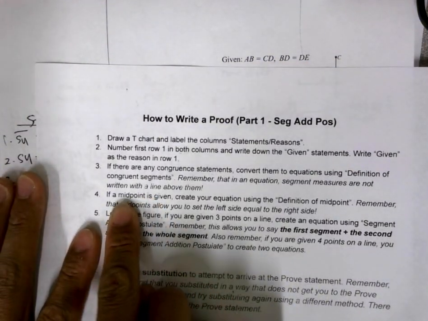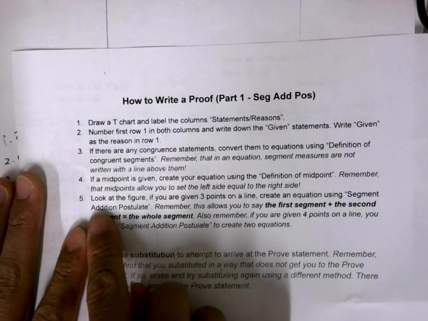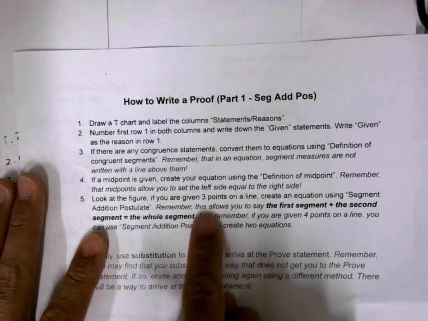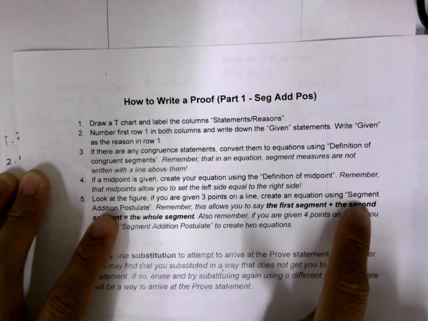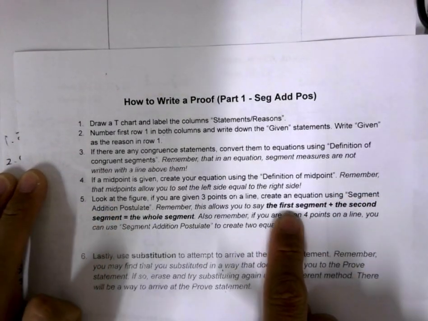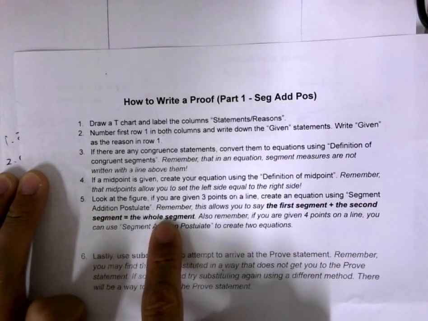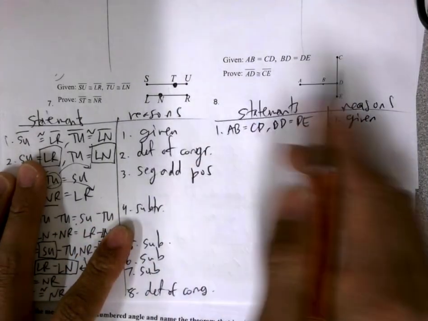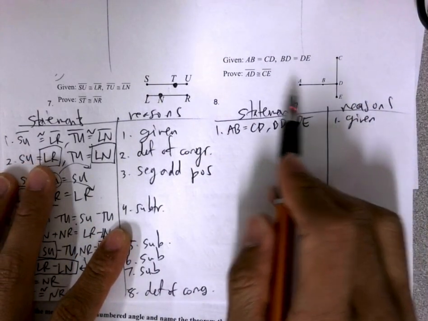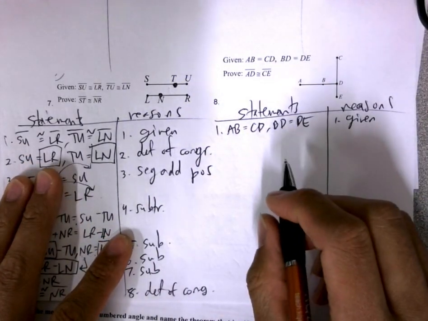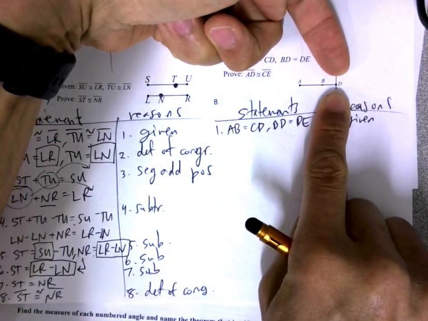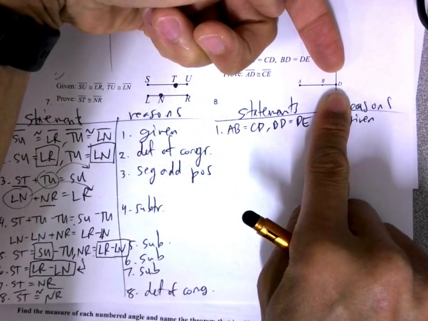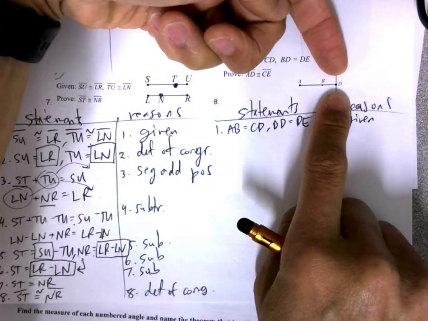We skip step 4. We go to step 5, and now we're going to look at the figure, and if we're given 3 points on a line, we use seg add pos to create an equation. Seg add pos lets us say first part of the segment plus second part of the segment equals the whole segment. So we look at our figure right here, and do we have 3 points on a line? Well, we have a lot of points on 2 lines, right? But if we go ahead and cover up these 2 points right here, do we have 3 points on a line? Yes, A, B, and D are all on the same line.